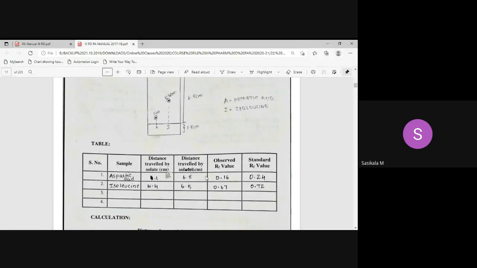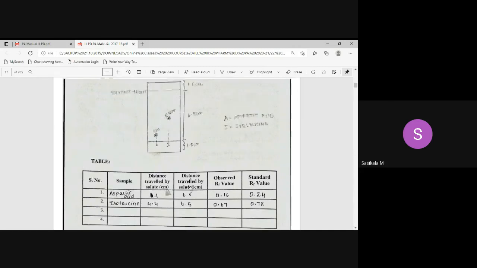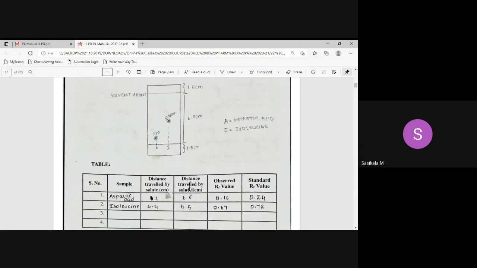Since the solvent moved 6.5 to 7 centimeter, you can allow 7 centimeter also. Either 6.5 or 7, you can keep this constant for both the samples. Then calculate the RF value, it should be closest to the standard value. Likewise you write it and write the discussion based on that.